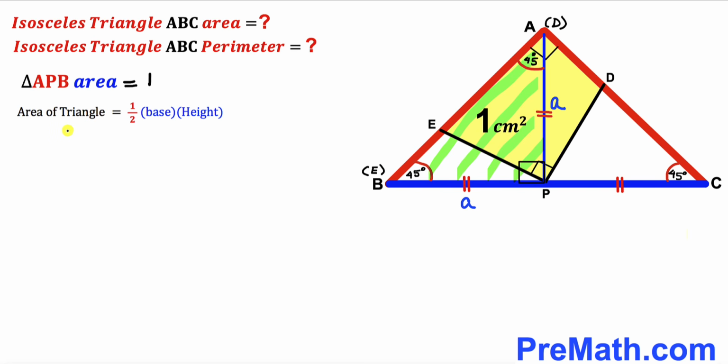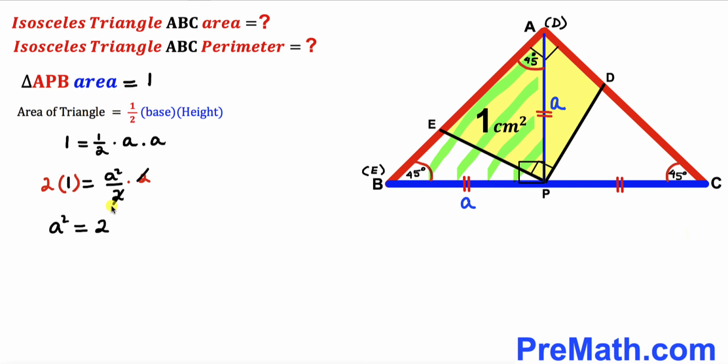Let's go ahead and fill in the blanks in this formula. So the area of this triangle is 1 equals a half times our base a, and the height is a as well. So therefore we end up with 1 equals a square divided by 2. Now I'm going to multiply both sides by 2 to remove this fraction. And here 2 and 2 are gone. So therefore a square turns out to be equal to 2.